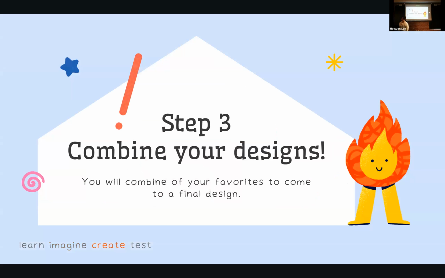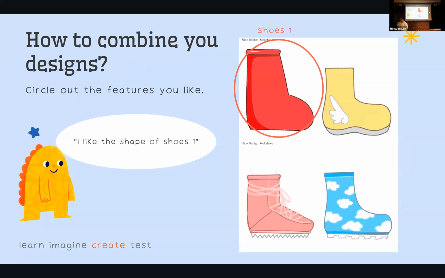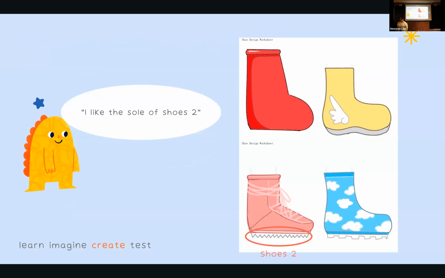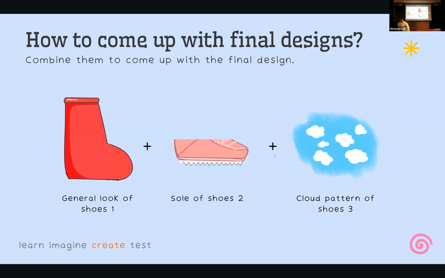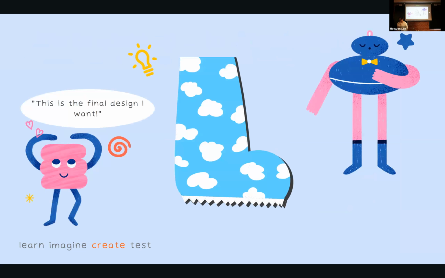And then for step 3, we'll ask the students to combine their designs. In case the students don't know how to take elements from each sketch they like and combine them into a final design, we made this example. For example, I like the shape of shoe 1, the sole of shoe 2, and the pattern of shoe 3. When you combine these 3 elements together, that's going to be the final design.